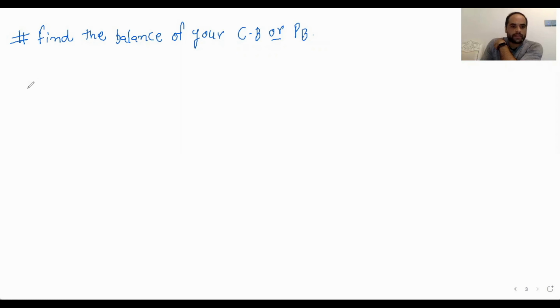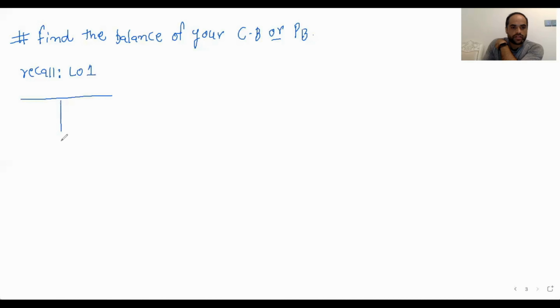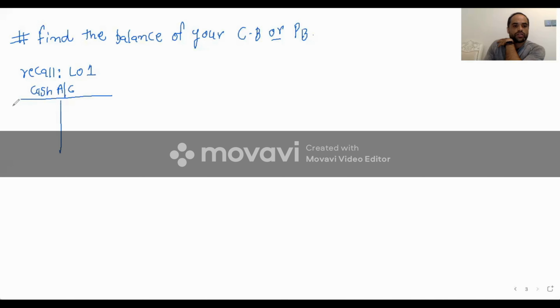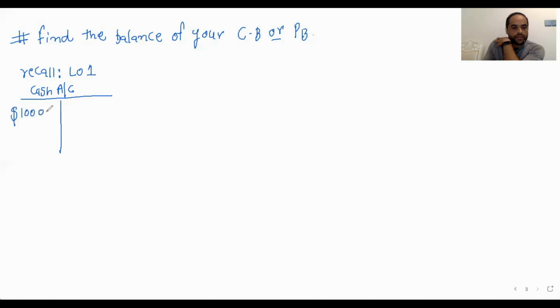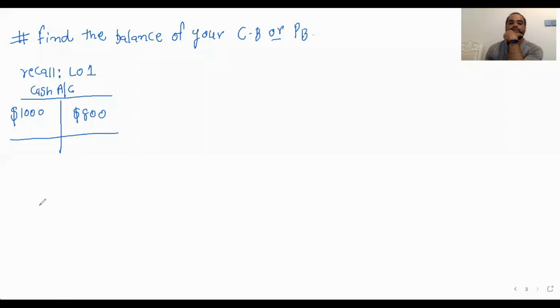Now, let me give you one example. Let's recall learning outcome 1. When we were studying learning outcome 1, obviously we were studying T accounts. So that's your T account. This is your cash book or cash account, right? Some amounts are on the debit side and some amounts are on the credit side. For example, on your debit side, you have $1,000, right? And on the credit side, you have $800. Now, what is the balance of this cash account? What is the closing balance of this cash account? Quickly tell me.